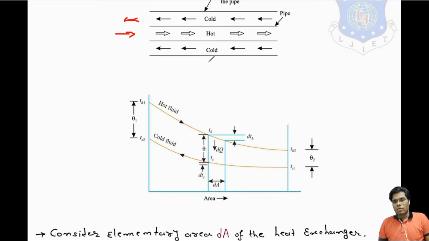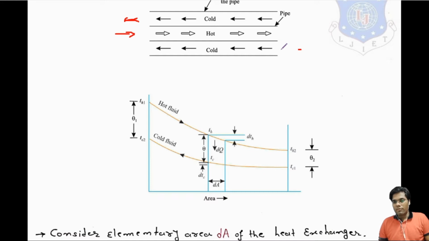Now let's talk about cold fluid. In a counterflow heat exchanger, the entry point of cold fluid is from here. So TC1 is at this point. The inlet temperature of cold fluid is the lowest temperature among all four temperatures. So we can see here that TC1 is at the lowest point among the other three temperatures.